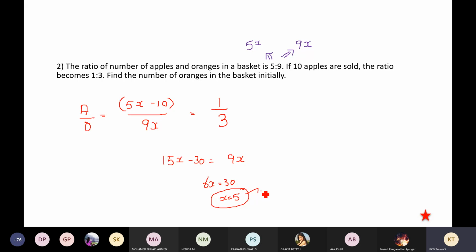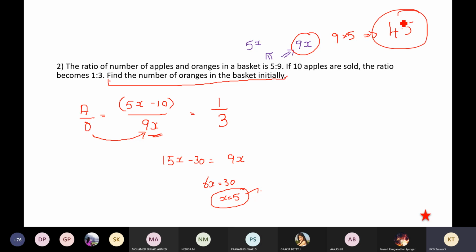But what's my actual question? Find the number of oranges in the basket initially. So initially, how many oranges were there? 9x. Even after that, it was only 9x. Oranges did not change. Okay, so what is the value of 9x? 9 into 5. So my answer is 45.